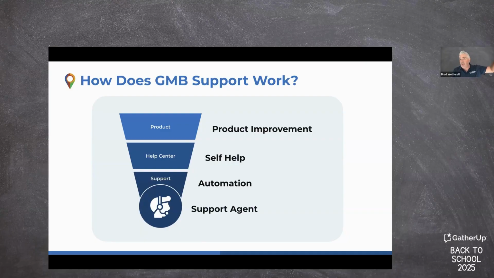Fix the product. If you can't do that, provide self-help. If you can't do that, automate. If you can't do that, then it goes through to a human. And ideally, we would see the volumes of support cases start trailing off as you move from one stage to the next.